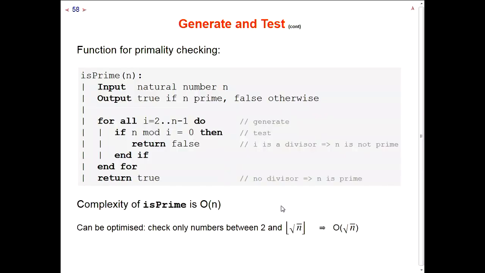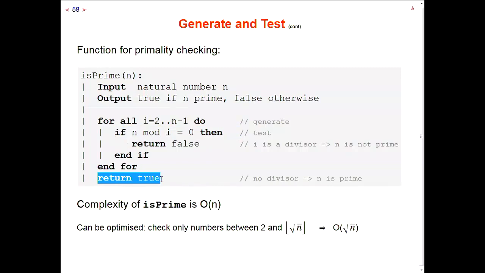This is the algorithm in pseudocode. You just generate all possible factors. You check whether a possible factor is actually a factor. If that is the case, then you return false. You don't have a prime number. And if you have exhausted all possible candidates, you know that you can return true. You have a prime number.